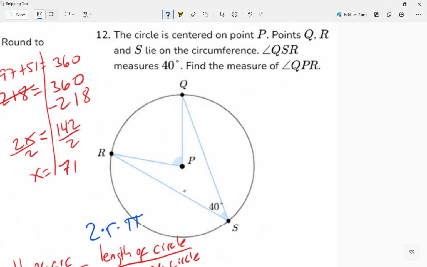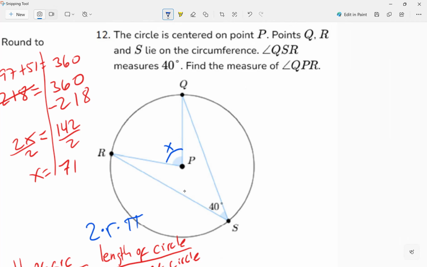The circle is centered on point P. Points Q, R, and S lie on the circumference. So yeah, I see P in the center. I see the points Q, R, and S on the circle. The measurement of angle QSR is 40 degrees. Find the measure of angle QPR. Now, QPR is this angle right here. I'm going to call it X right now.